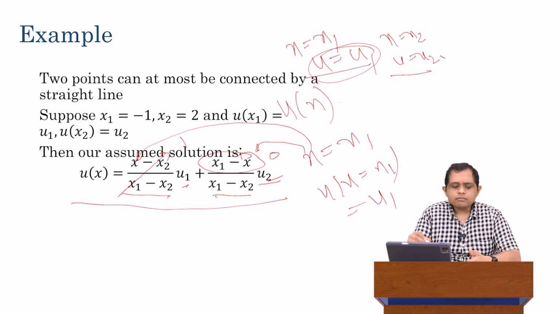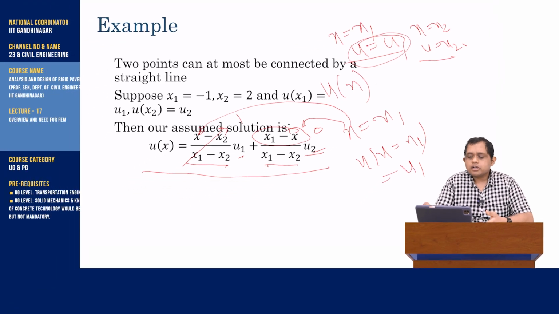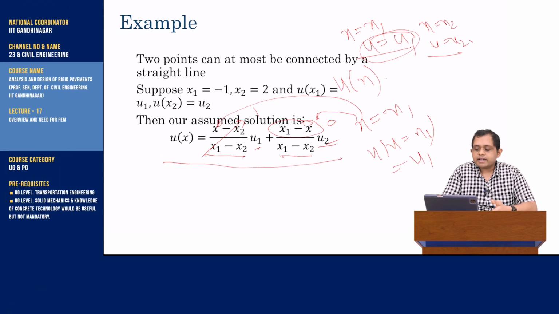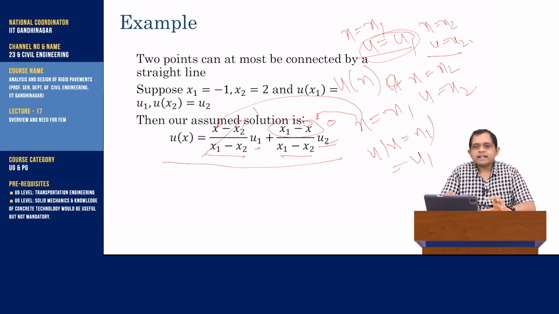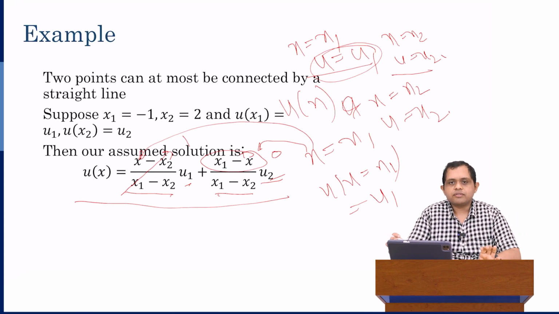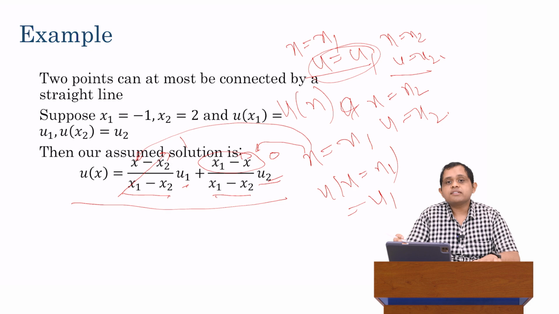I will leave it to you as an exercise to prove that at x is equal to x2, you will get u is equal to u2. Please do that on your own. You will see that this form of the expression is correct, and you will indeed have u of x is equal to x2 is equal to u2. So that tells us that this expression that we've developed is telling us the linear variation. Again, it's an assumption. It's telling us the linear variation of the solution in between the nodes.